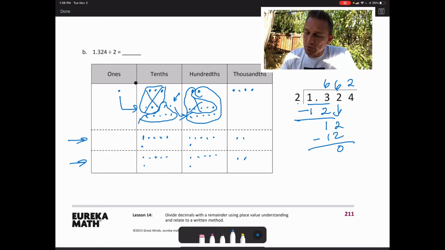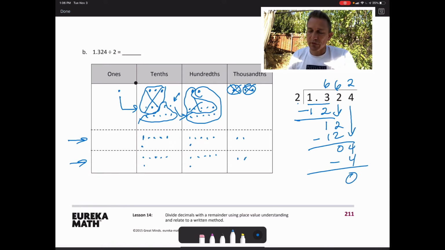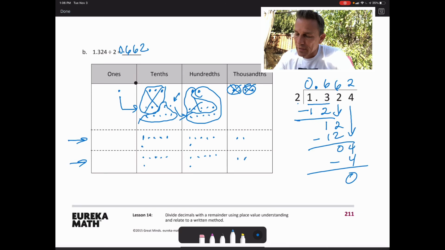Which means I shared a total of 4 thousandths. And there's no thousandths left. So our quotient is 662 thousandths. And that's how the first 2 problems should look.